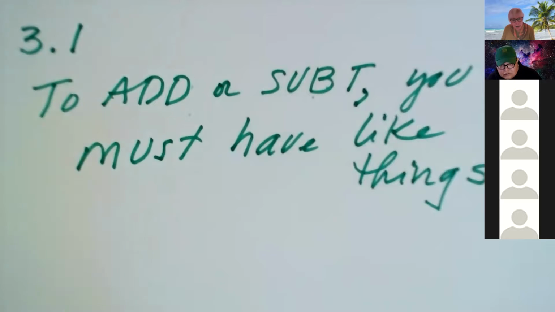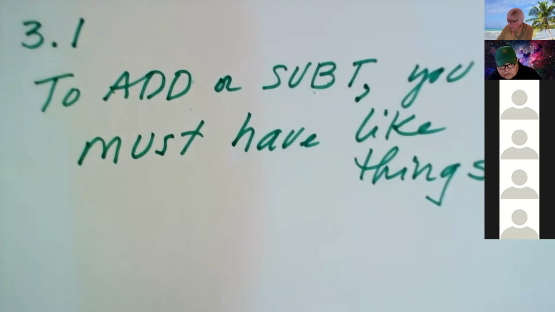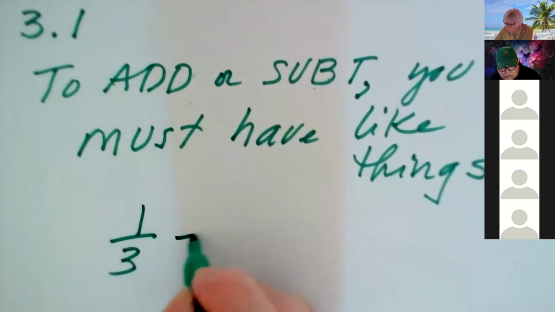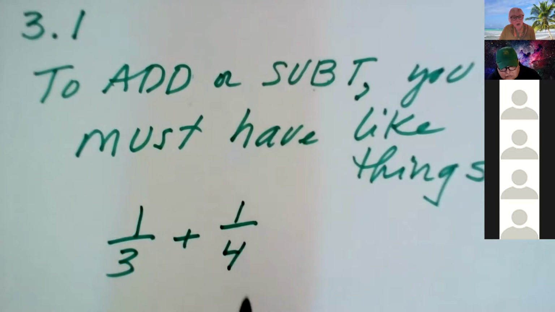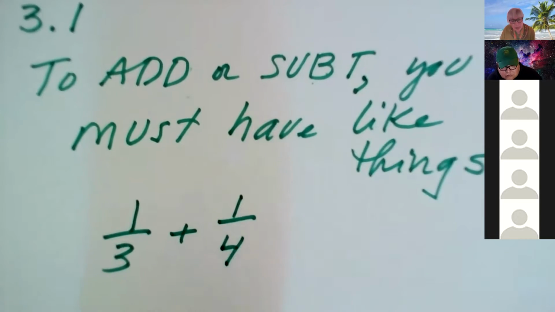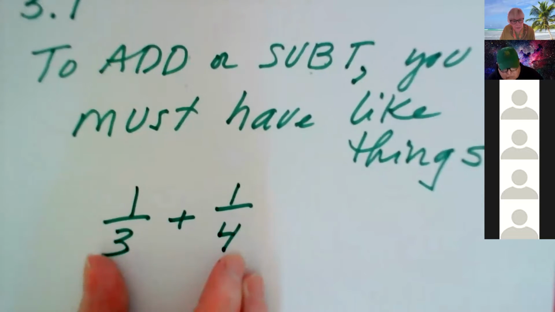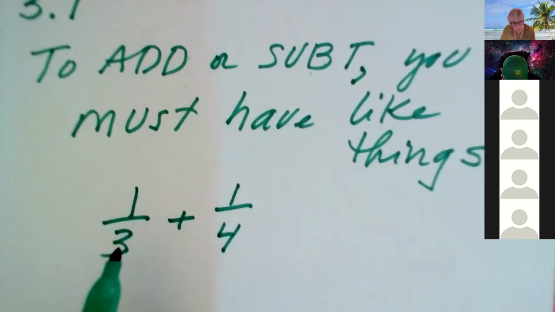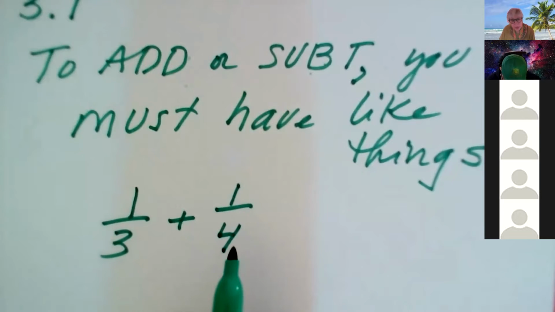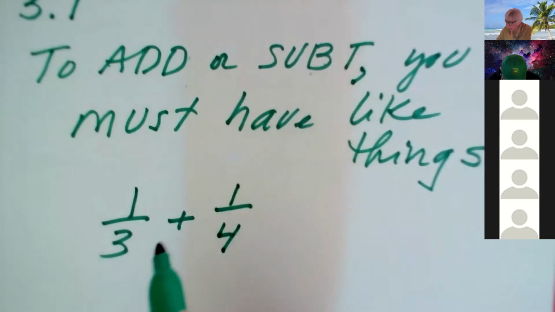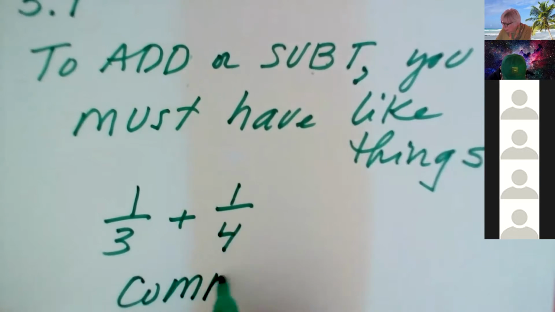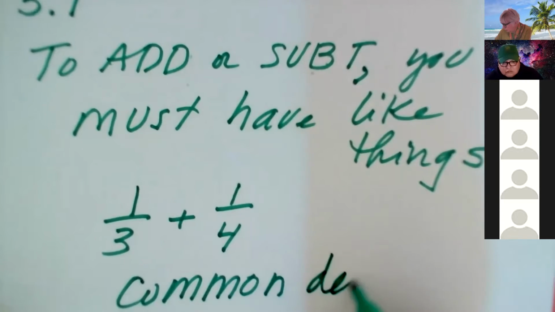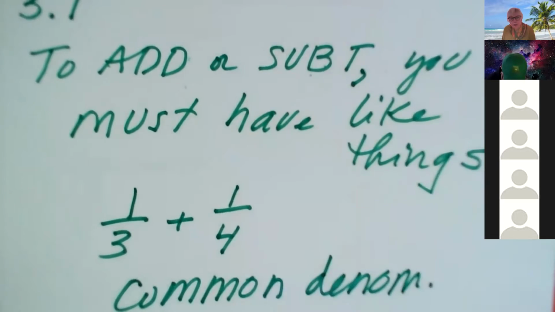When we get to fractions and we try to add 1/3 and 1/4, we cannot add them because we don't have like things. This is in thirds and this is in fourths. So when you add or subtract, we're going to need a common denominator. Now, we don't need it for multiply and divide. We need it for adding and subtracting.